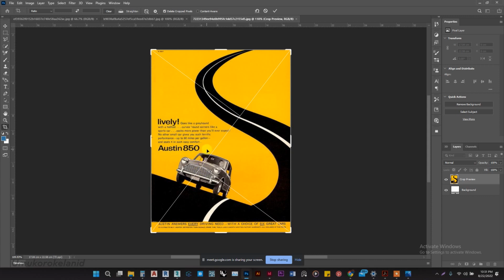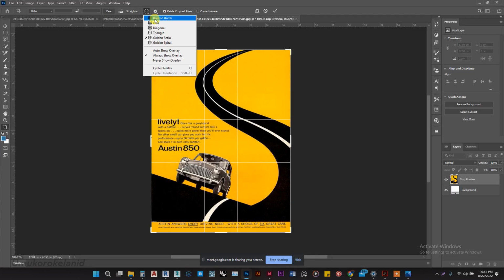So the rule of thirds and the triangle rule are almost the same thing, because the road too has a point here, and this one too has a point here. And we also have golden ratio. Golden ratio is a bit different from the rule of thirds. The difference between golden ratio and the rule of thirds is that the vertical lines have different widths compared to the rule of thirds.